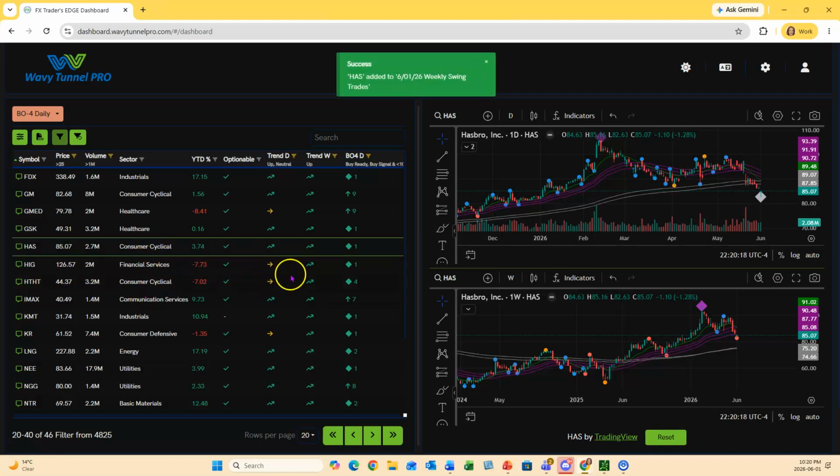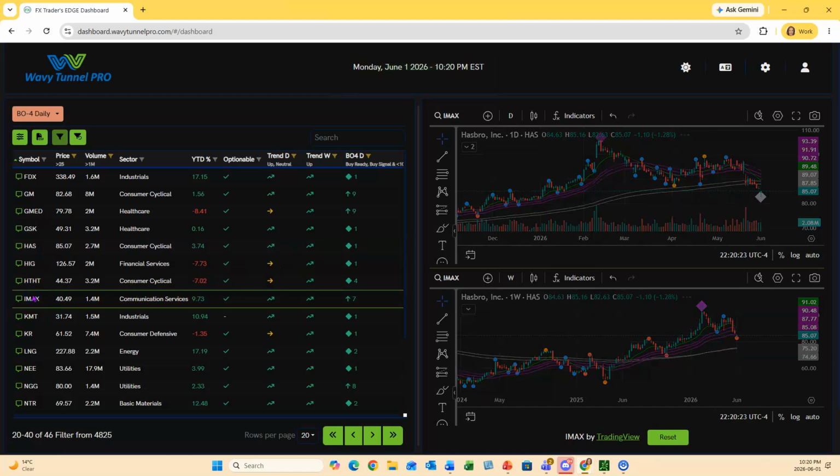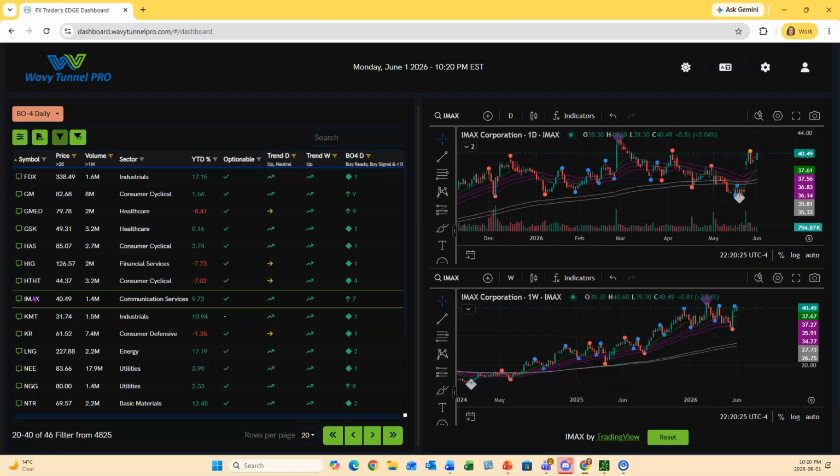Okay, I'm going to skip the next two because the dailies are sideways. IMAX, Communication Services. Let's have a look at this. The buy signal occurred 7 candles ago. You can see this up here. We've already started to pop. We can still keep this on the watch list, but we need it to come back down and maybe almost fill the gap. Here's a gap. This is probably on earnings. I'm going to let this go. Next.